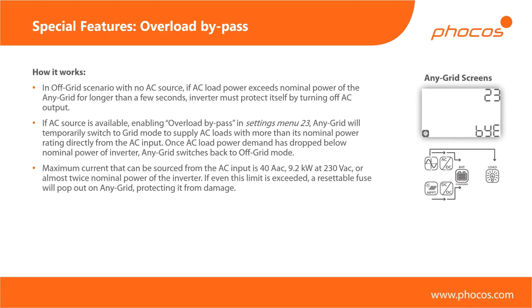So you might ask yourself, what happens if I exceed even that? Well, because the power is flowing through the inverter, it has to protect itself. At some point, the traces and the cables would overheat. So we have an integrated resettable fuse, which I showed you at the beginning of the session, which will simply pop out if that risk happens. And then it's up to you to just put it back in. There's no need to buy any fuses or anything, but that's the ultimate layer of protection for the AnyGrid to protect itself.